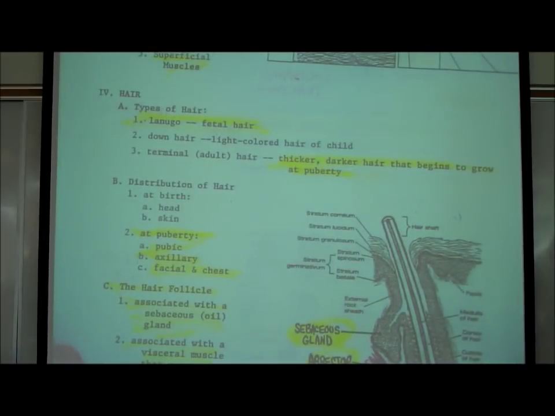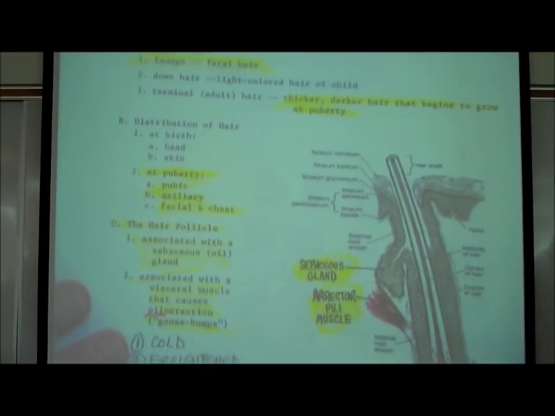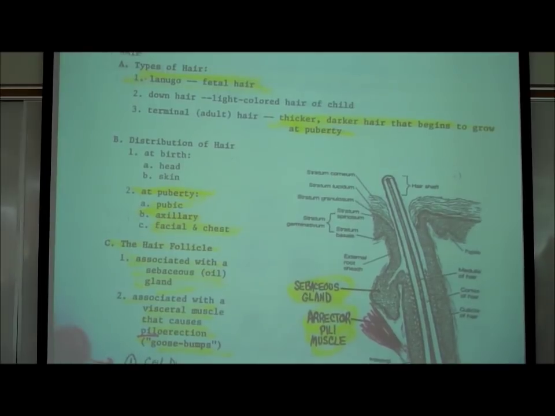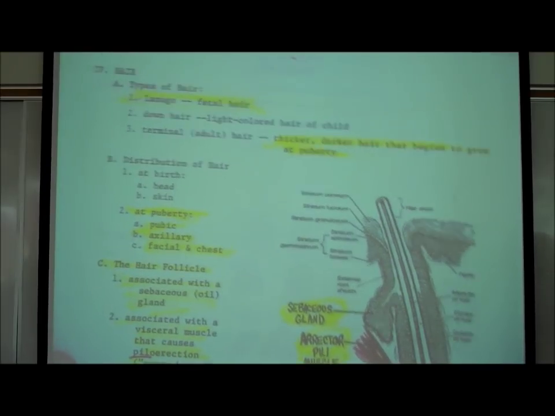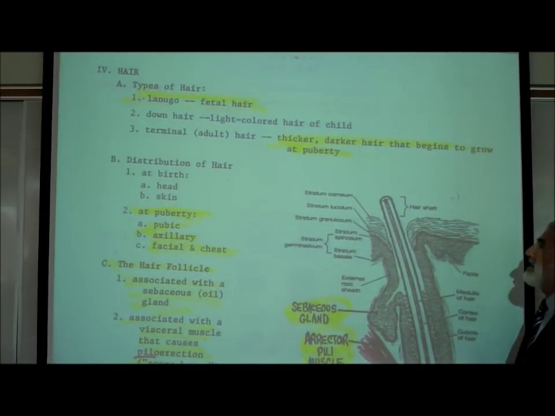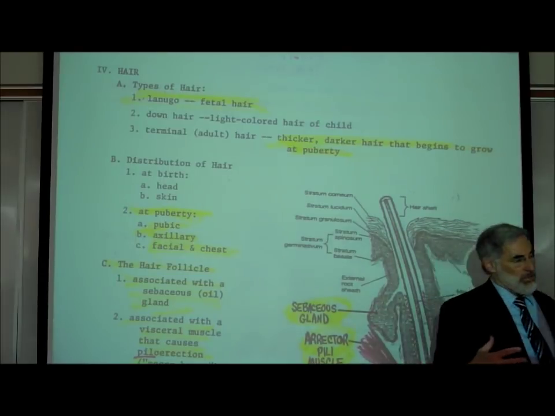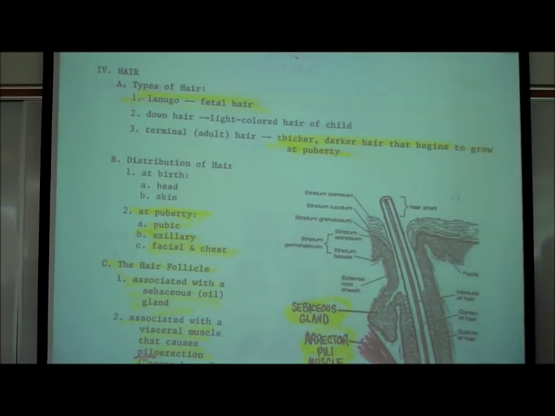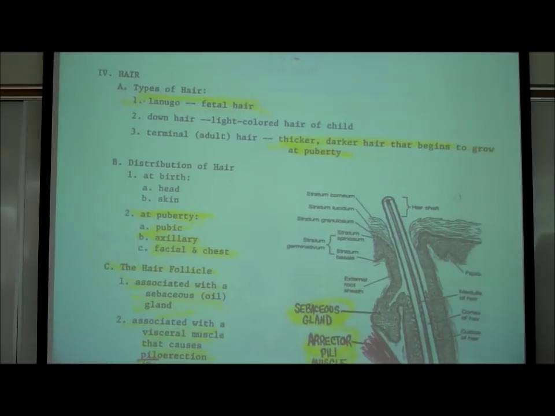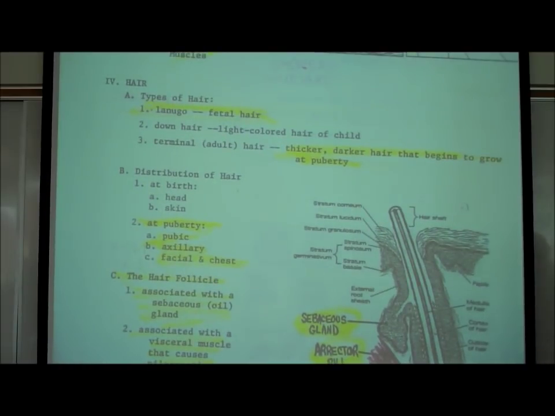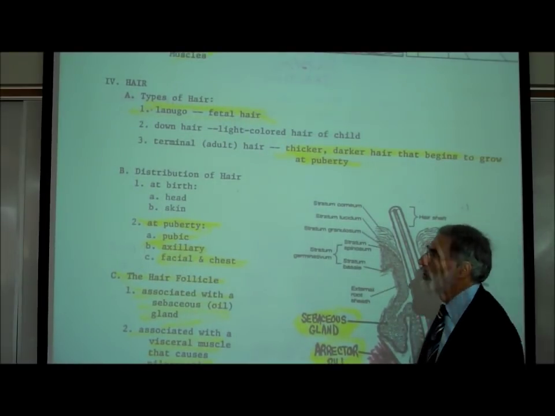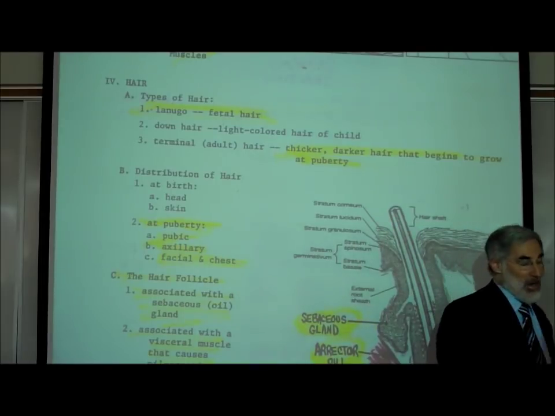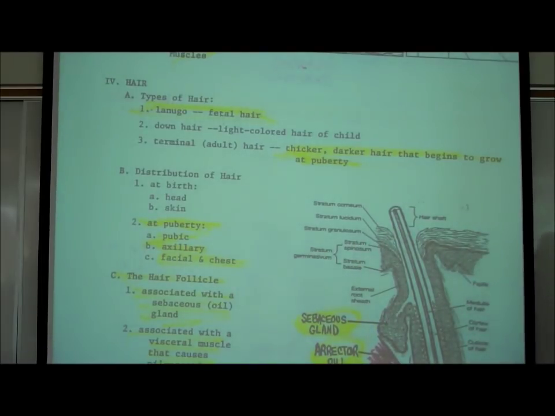Next we're going to talk a little bit about hair. First off, we had learned for our first exam that even during fetal development, a very fine peach fuzz hair grows all over the surface of the body, including the face, called lanugo. And that lanugo then falls out a few days after the birth of the baby.